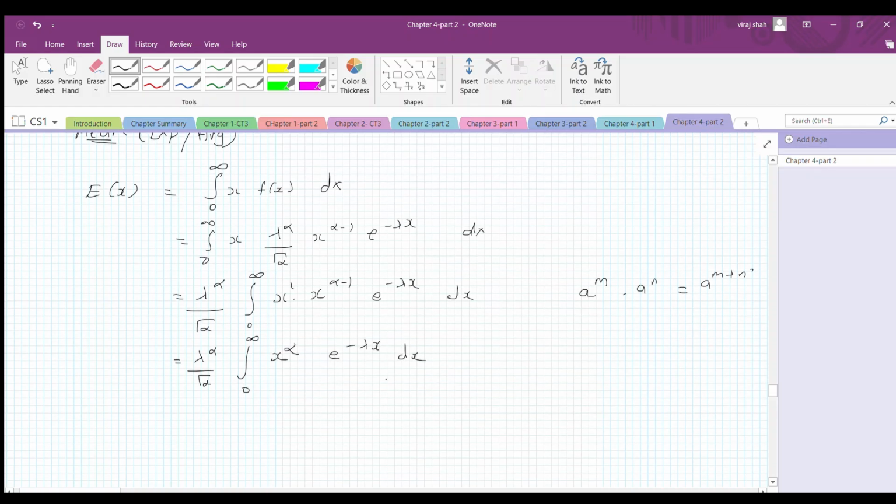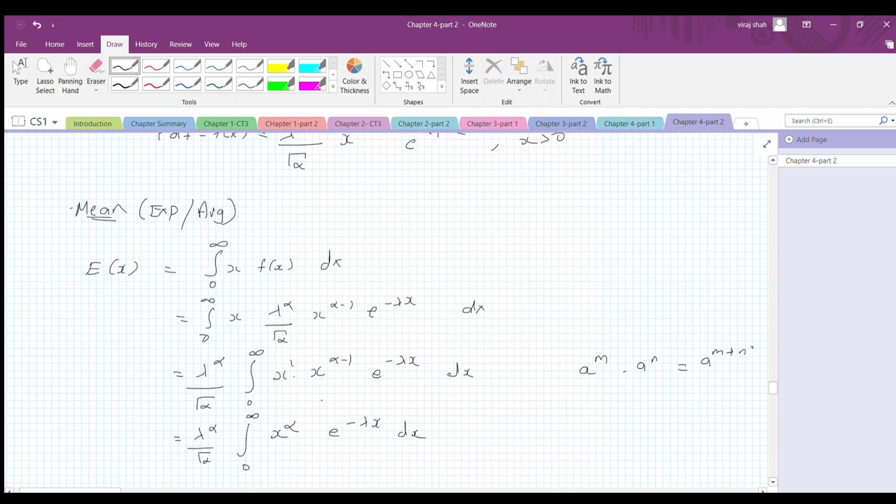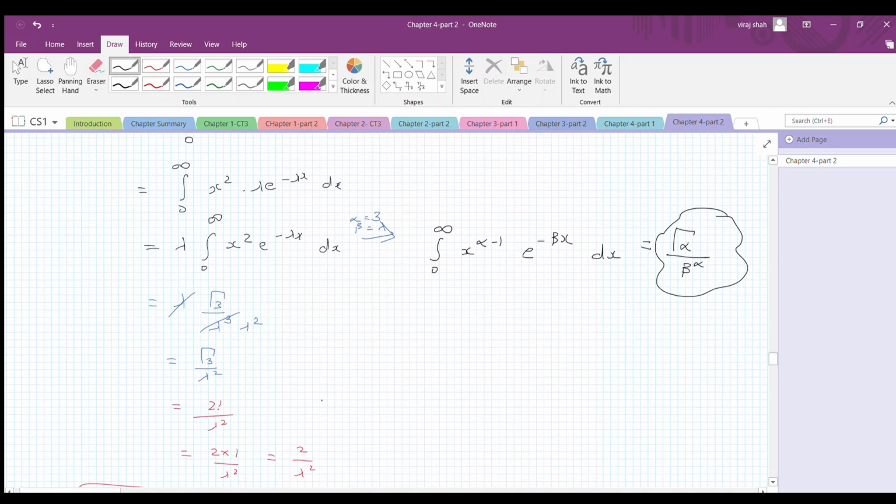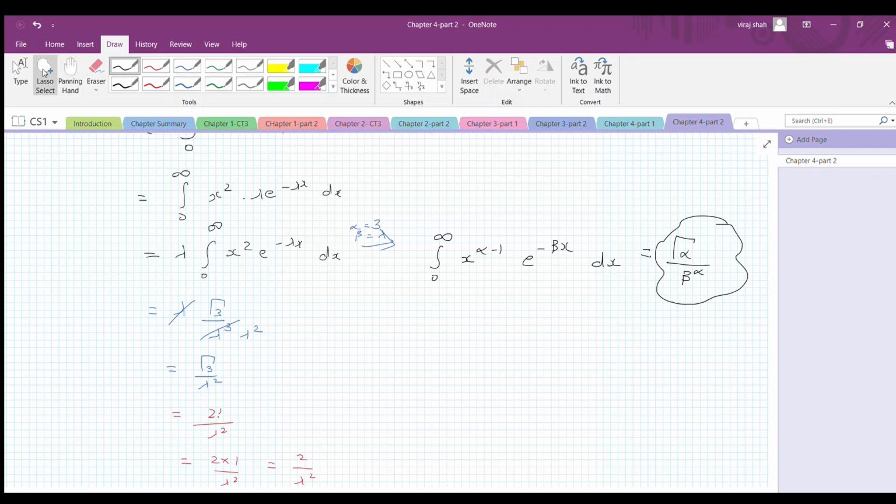Similarly, I can compare this with the gamma function, sorry, not distribution, the gamma function. Let me just copy and paste the gamma function.